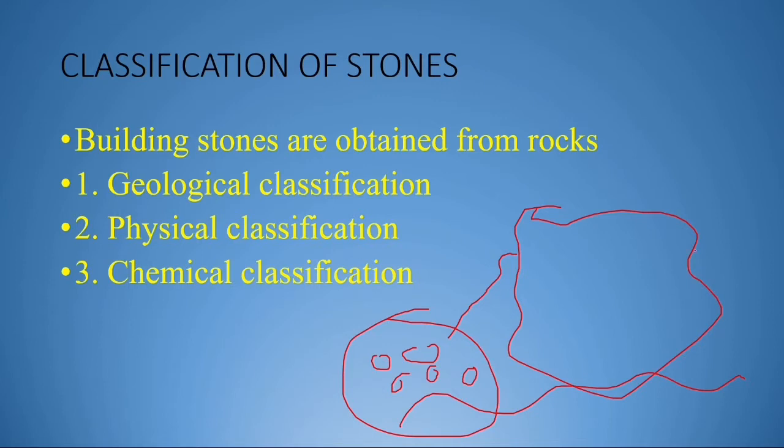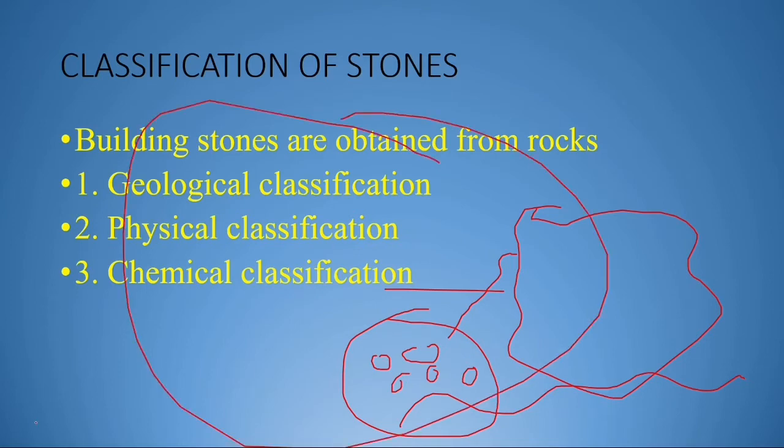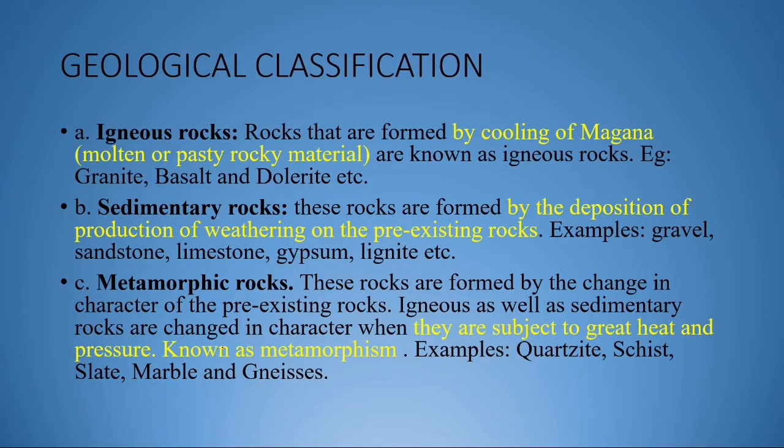So stone is classified into three types. First is geological classification, physical classification and chemical classification. So let's start. The first one, that is geological classification. It is classified into three types, that is igneous rocks, sedimentary rocks, metamorphic rocks.